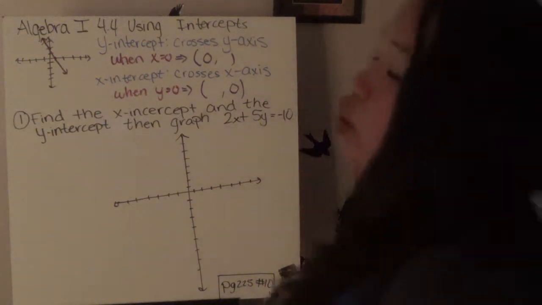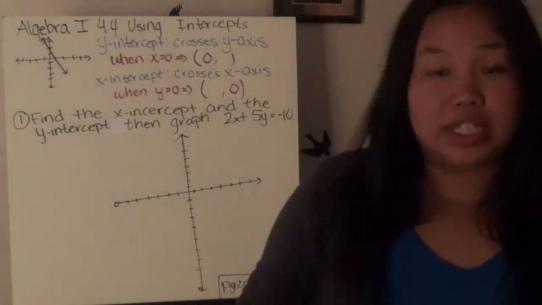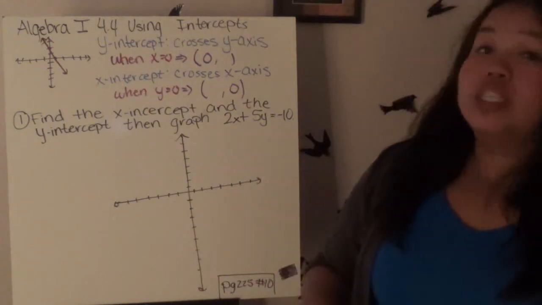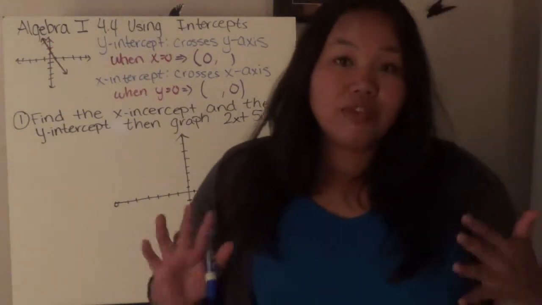Algebra 1, Section 4.4, we're dealing with intercepts. And we're going to use intercepts in order to graph lines. Now this is kind of a shortcut.